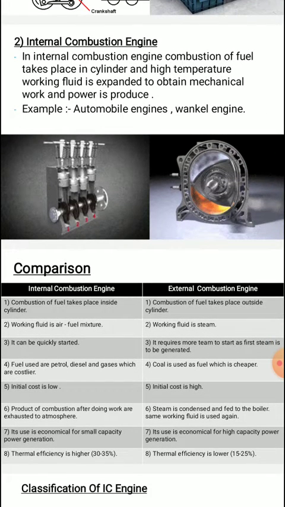Now we will go through a brief overview. What actually is the difference between the internal combustion engine and the external combustion engine? If the combustion of the fuel takes place inside the cylinder, then it is called an internal combustion engine. And when it is outside the cylinder, then it is called an external combustion engine, as in the case of the locomotive or the steam engine, the example we saw in the first slide. The working fluid is air in the internal combustion engine, and here it is steam.